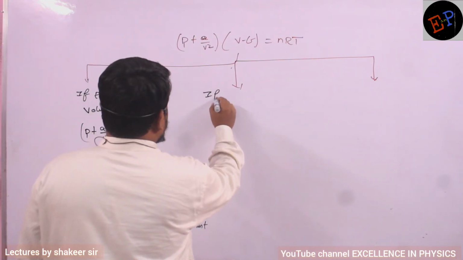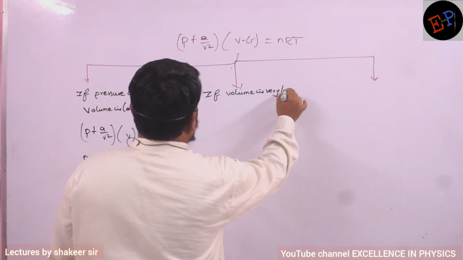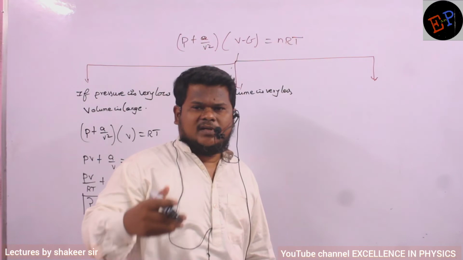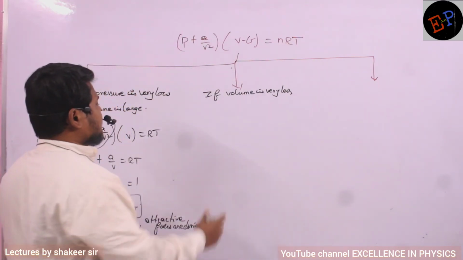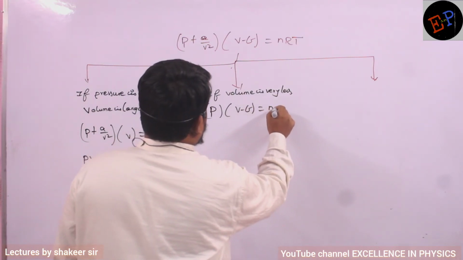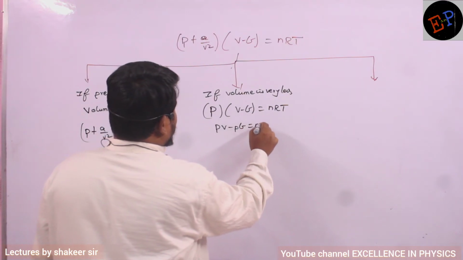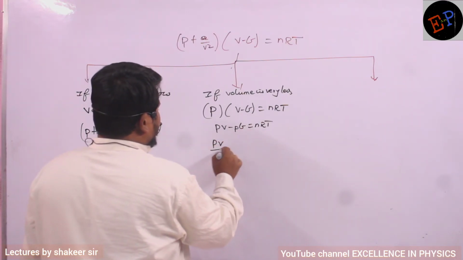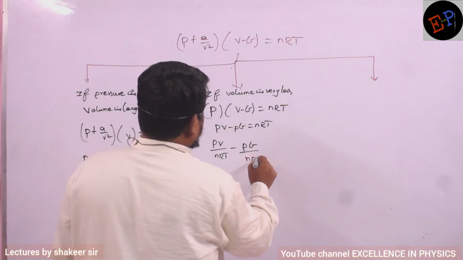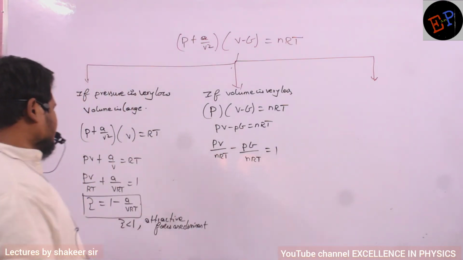Next we take one more condition. The second condition is if volume is very less. If volume is very less, it means pressure is very large. If pressure is very large, you can remove the correction term which is present. So I will write P(V − b) = nRT. Therefore PV − Pb = nRT, so PV/nRT − Pb/nRT is equal to 1.